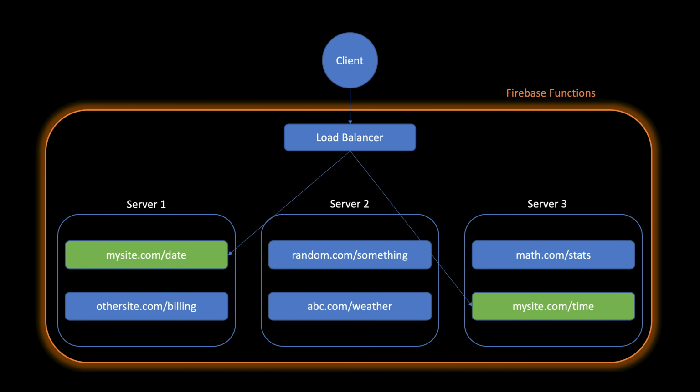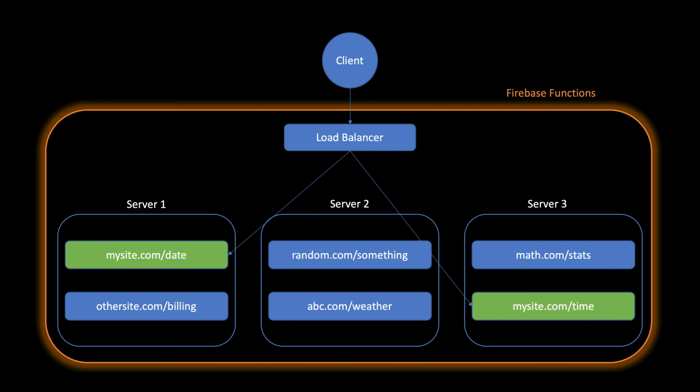Check this out. The diagram starts with the client on top. The client could be a browser, could be a mobile app, could be another internal service. The client sends a request to, say, Firebase Functions, which hosts the target domain and the API endpoints at mysite.com.